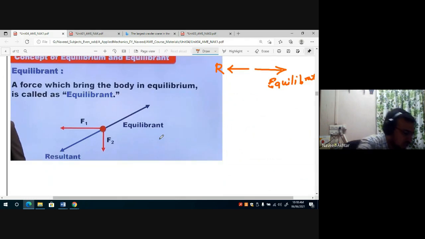If this is the system of forces, F1 and F2 are the system of forces. Their resultant is R. This is called the resultant. And then, if there is a force of the same magnitude and opposite direction to that, it is called the equilibrant.